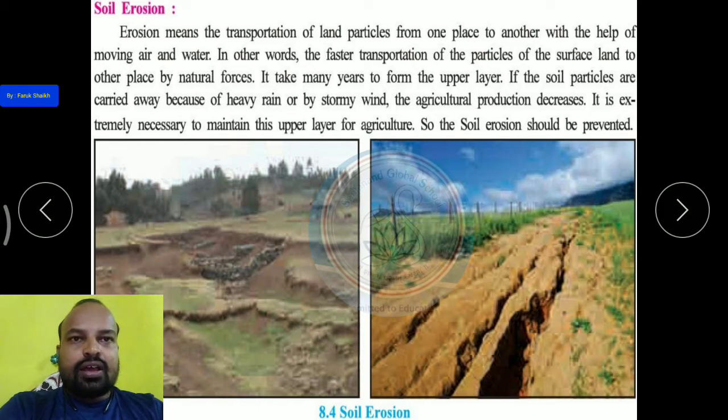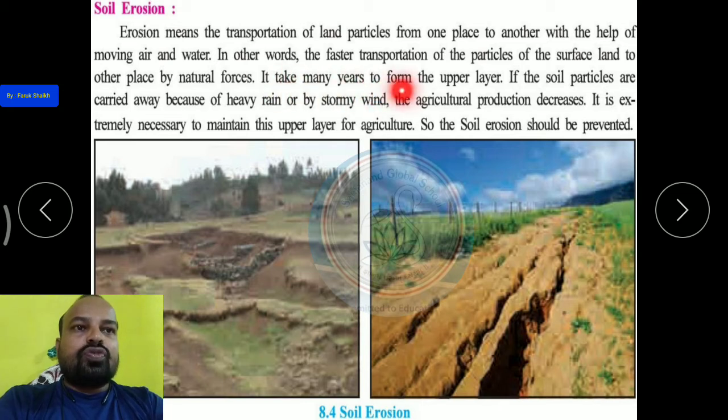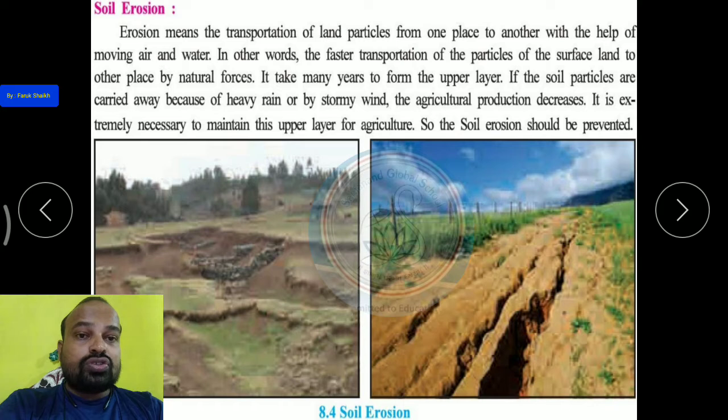erodes easily. So in other words, it is the faster transfer of particles of the surface land to another place by natural forces. It can be said that it is possible only by natural forces. It takes many years to form the upper layers, and soil erosion of the upper layer takes many years to form again.